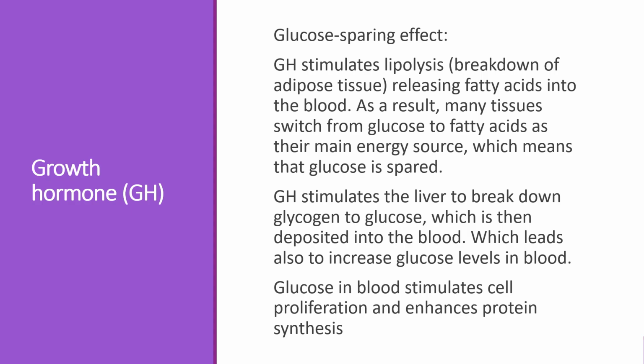And so that's one of the things that growth hormone does: it makes sure that there's always enough glucose set aside through the breakdown of fatty acids that can be used as an alternative fuel source. Growth hormone stimulates the liver to break down glycogen into glucose, which is then deposited into the blood, and that's going to lead to an increase in the glucose levels, right? Glucose is in the blood, it stimulates cell proliferation and enhances protein synthesis.